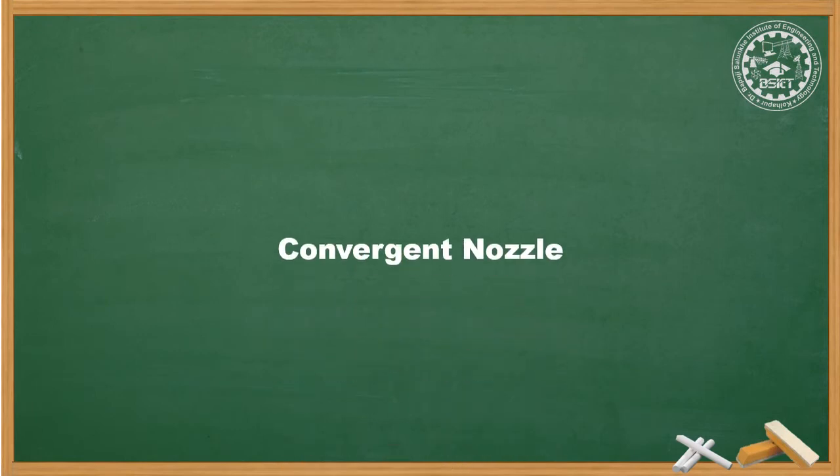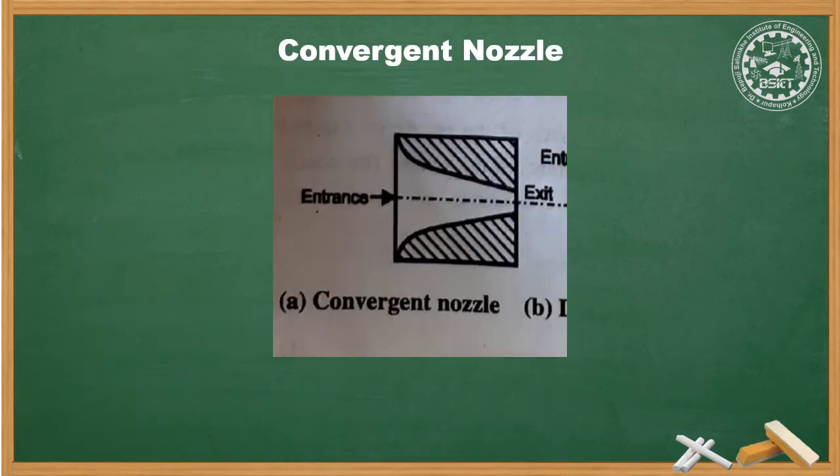Starting with convergent nozzle. Figure below shows the convergent nozzle. Convergent nozzle is defined as: if the cross-sectional area of nozzle decreases continuously from entrance to exit, it is called a convergent nozzle. In this, high pressure steam is obtained. The entry of this nozzle is big and the exit is small. This type of nozzle is used where high pressure steam or high kinetic energy is required.